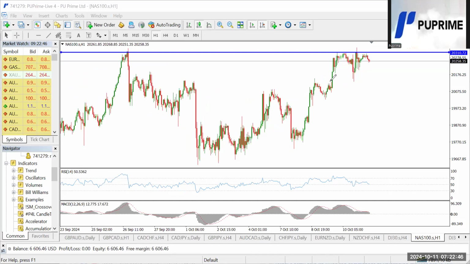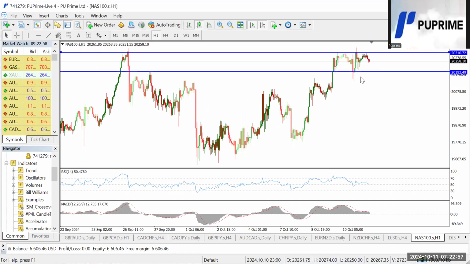On one angle, it looks as if it's a head and shoulder. On another angle, it's looking as if it's a double top. There are times when these patterns come up that you can't really pinpoint what exactly it is, but I'll take it either as a double top or head and shoulder. What is important is that we have a valid neckline here. So once price drops below that neckline, you can trigger a sell on the NAS 100, if you trade NAS 100.